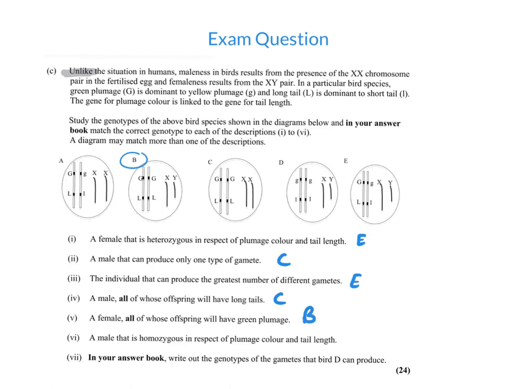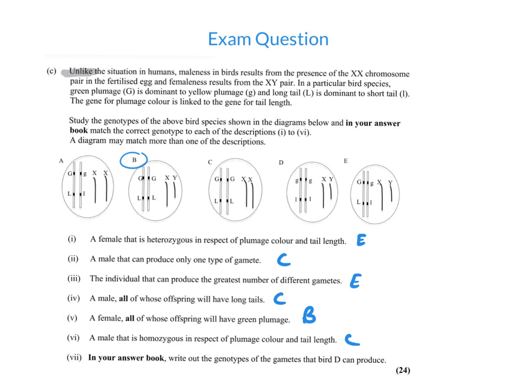A male that is homozygous in respect of plumage colour and tail length. So male, we're looking for XX. So again, it has to be A or C, but homozygous, we're looking for the same. This one is not the same. We have a capital G and a small g, a capital L and a small l. So it has to be C.